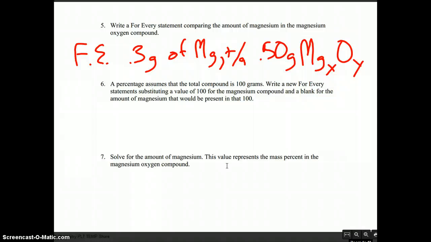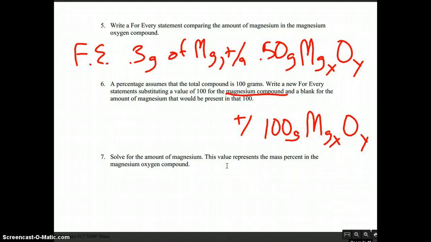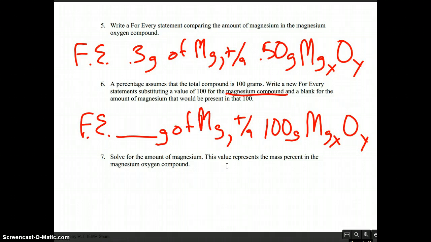So write a new for every statement substituting a value of 100 for the magnesium compound. So that means I'm going to put 100 there, and that's for MgxOy. And I'm going to say for every blank grams of Mg, there are 100 grams of MgxOy. And if I compare these two values, 0.5 to 100, well, 0.5 times 200 would be 100. So 0.3 times 200 would be 60.